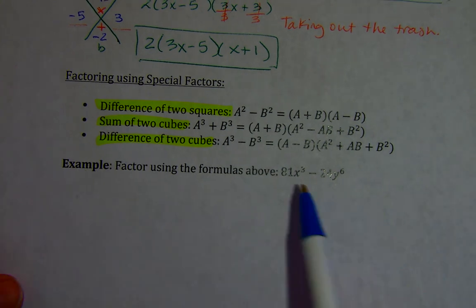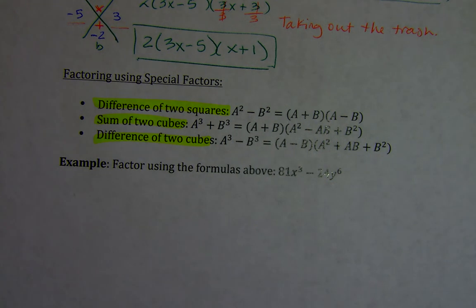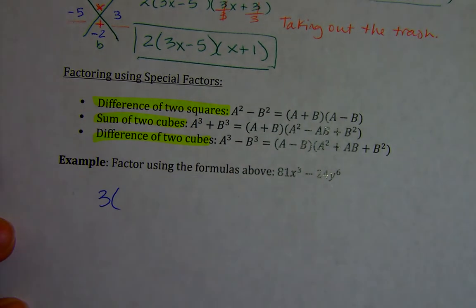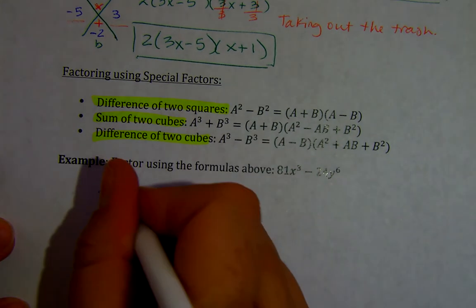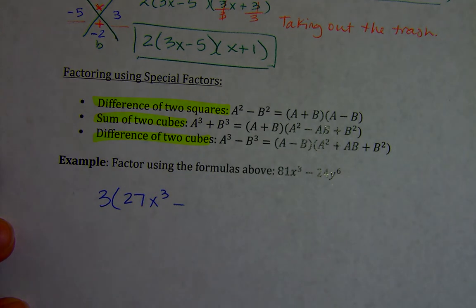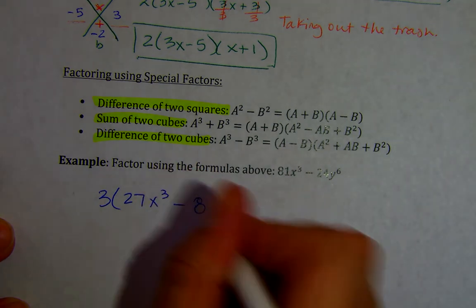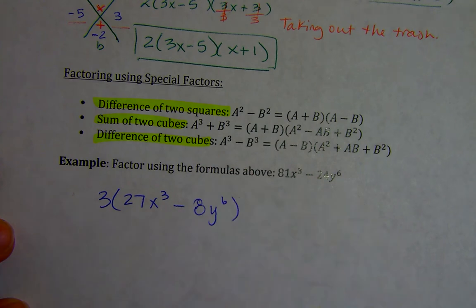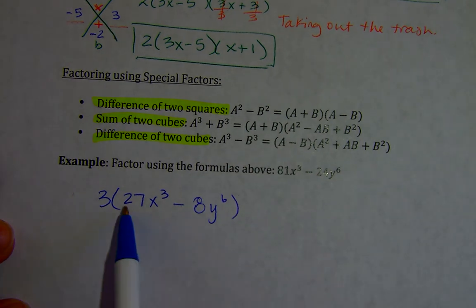So first thing I always want to do: do I have any common factors here? And in fact, yes, I do have some common factors. I have a common factor of 3. So I can pull a 3 out from both of those. And 81 divided by 3 is 27. And 24 divided by 3 is 8. And what I'm noticing now is that these two numbers here are perfect cubes, and it's a difference of 2 cubes. So I can use this formula right here.